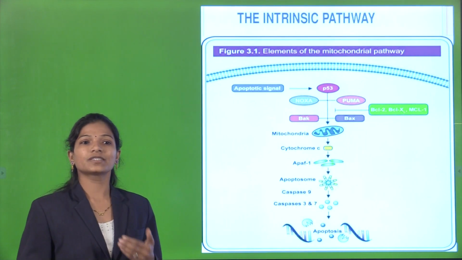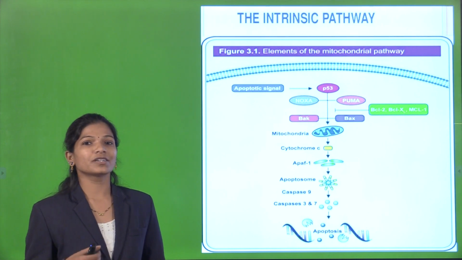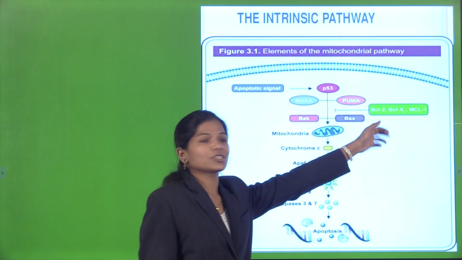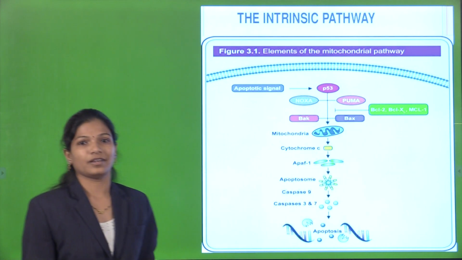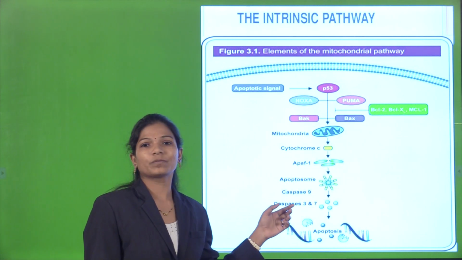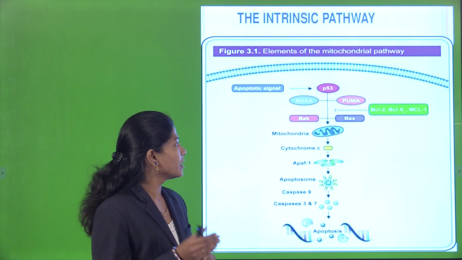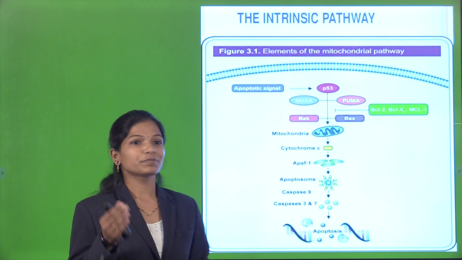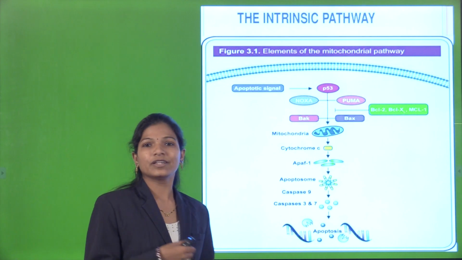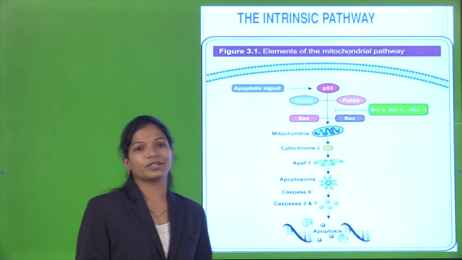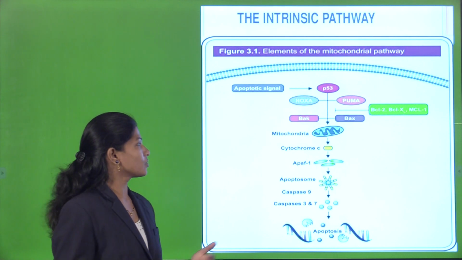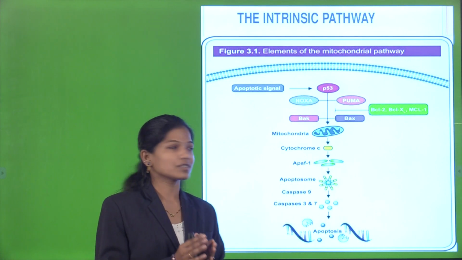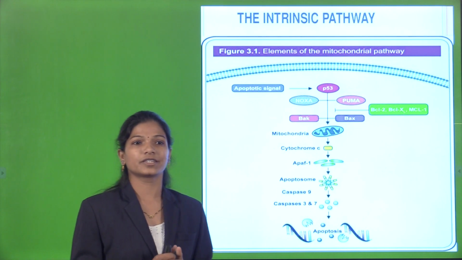When there is an apoptotic signal in the body, that is, any internal abnormal condition is created in the body, it will lead to the inhibition or degradation of these proteins BCL2 and BCLXL. Because of degradation of these anti-apoptotic proteins, Bax and Bak remain free, and these free Bak and Bax proteins lead to formation of pores in the mitochondrial membrane. As the pores are created, there is a release of an important component, cytochrome C. This is a very important component involved in this intrinsic pathway.